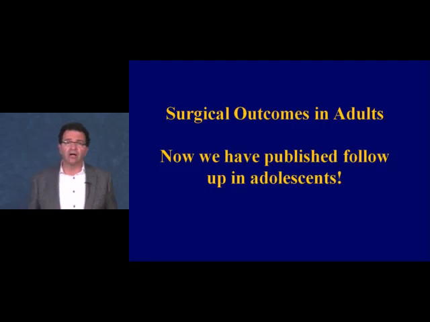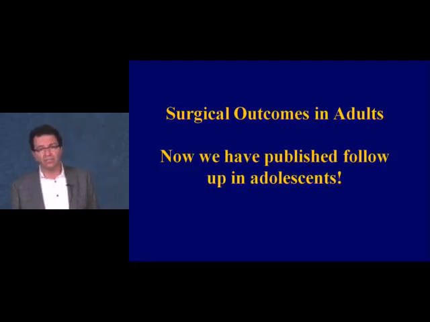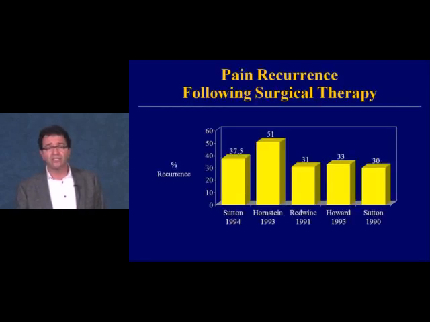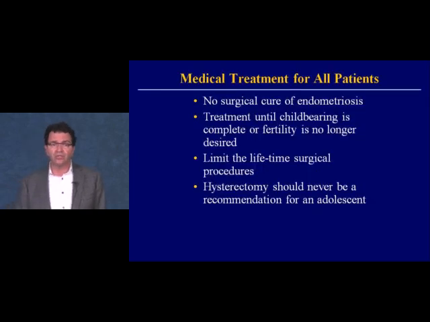How about surgical outcome? Well, we do have surgical outcome in adults, and now we have the first study of follow-up in adolescents. The surgical outcome in adults shows that if you do a surgical procedure and destroy the disease or remove the disease, the recurrence rates are fairly high, and that shows that we need to be using medicines after surgery. There is no surgical cure, so we use treatment afterwards until childbearing is complete or fertility is no longer desired. We try to limit lifetime surgical procedures, and hysterectomy should not be offered to adolescents.